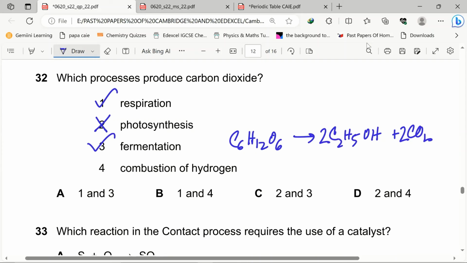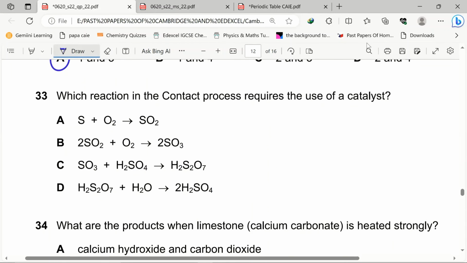Combustion of hydrogen. So hydrogen, if burns in oxygen, it forms water only. So no carbon dioxide emission. So 1 and 3 is the only correct answer. Number 33, which reaction in the contact process requires use of a catalyst? So we know second process involves a reversible reaction. This is the first step 1.